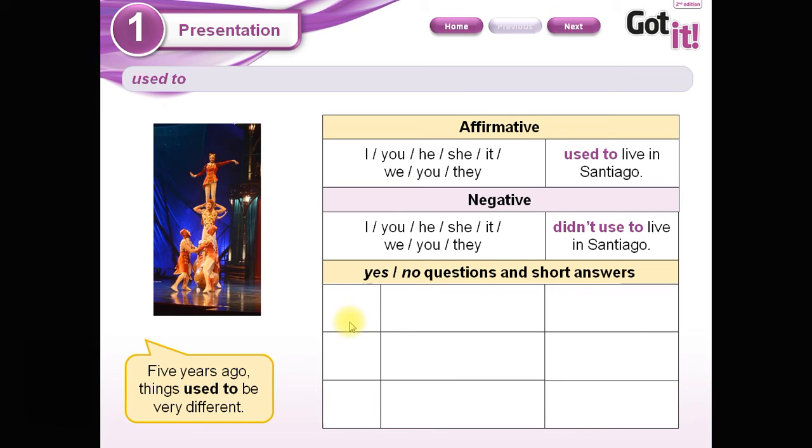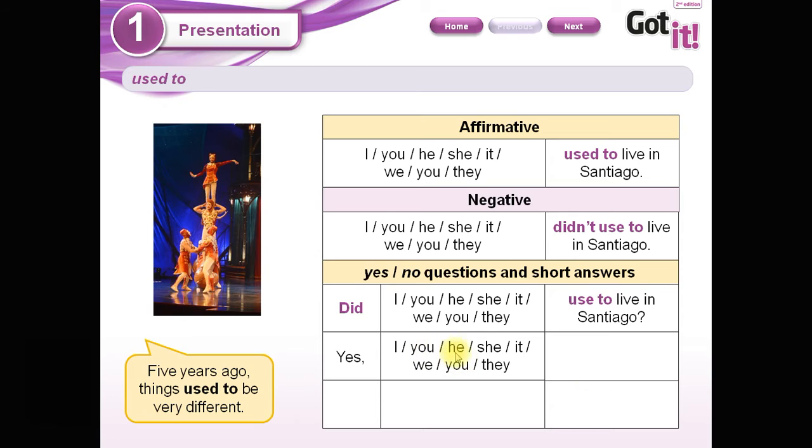Then, if we want to make it a question, you start with "did": did the person used to live in Santiago? Did you used to live in Santiago, for example? If the answer is yes, yes, I, or you, he, she, it, we, they, did. That's the short answer. And if it is negative, same case. Okay? So, for example, did you used to live in Santiago? Yes, I did. Did you used to live in Santiago? No, I didn't. Okay? Now let's move to the next.